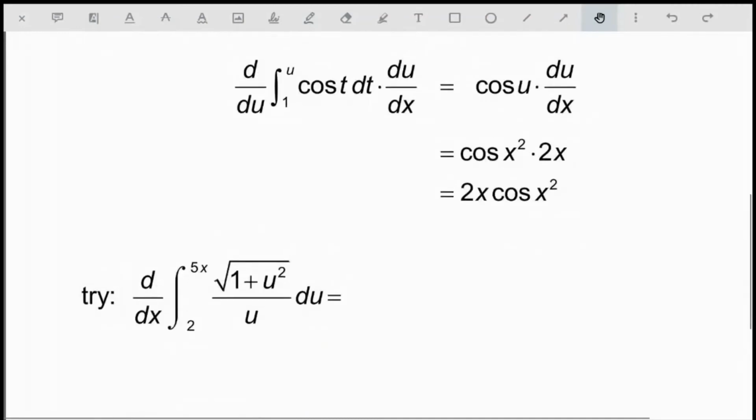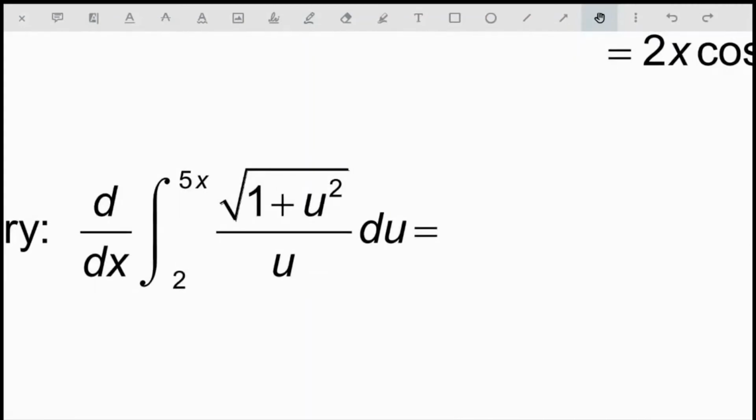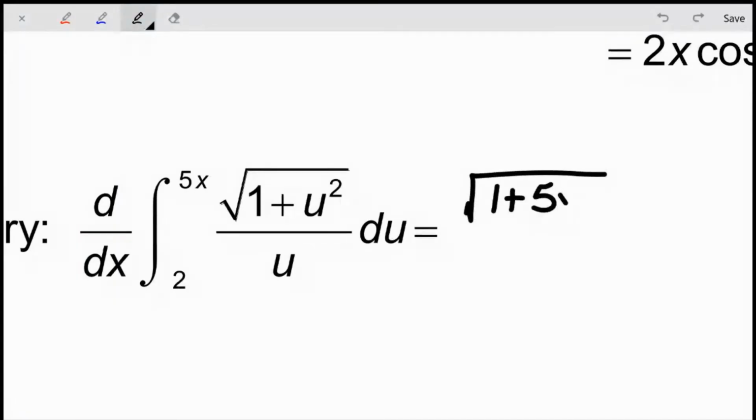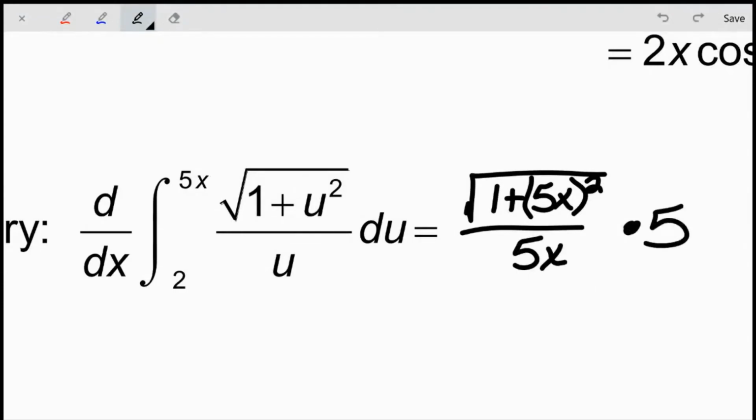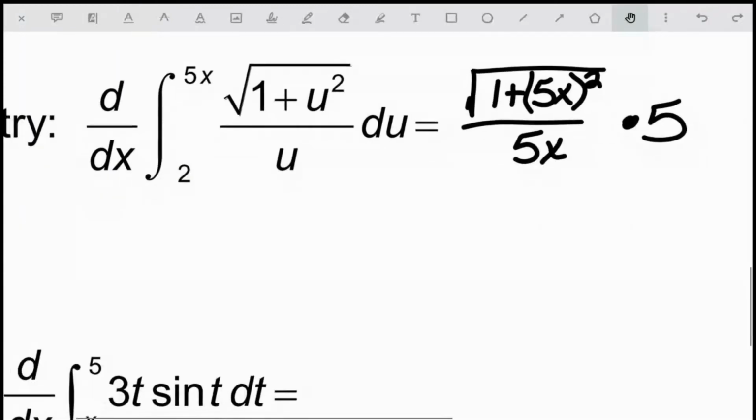Okay, so here's another example of that. I just want you to think about, in addition to plugging in the 5x for the u, what else would you have to do to this? Okay, so hopefully you're seeing that this would just end up as the square root of 1 plus 5x squared over 5x, and then we have to multiply by the derivative of the 5x, which would just be 5. So that's really the main thing: the chain rule comes into play by our needing to take the derivative of that limit of integration, because we would have taken the antiderivative and then the derivative. Okay, so it's fairly simple once you wrap your head around it.